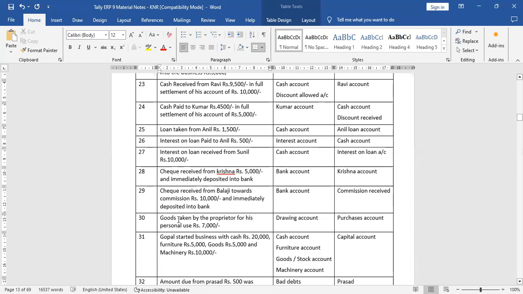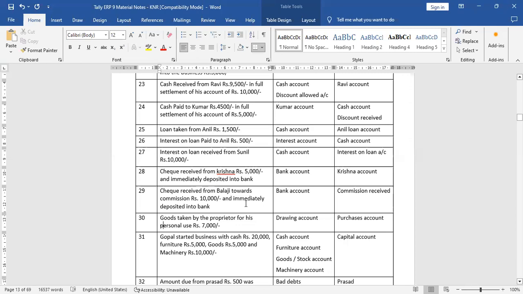The next one, goods taken by the proprietor for his personal use. Who will withdraw the goods? Proprietor. For what purpose? Personal purpose only. So personal purpose means you enter it into drawings. Drawings is a representative personal account. So drawings is a receiver, debit side. Now goods comes in or goes out? Goes out. The owner has taken those goods. So credit side. So the entry: drawings account debit, to purchases account.